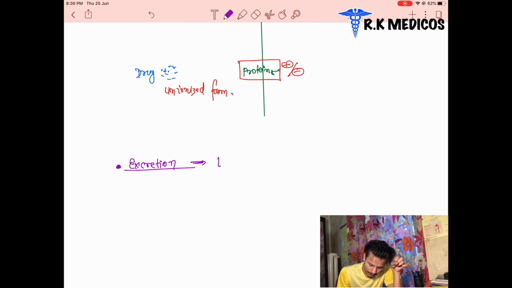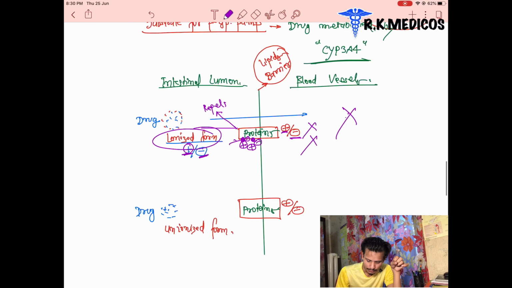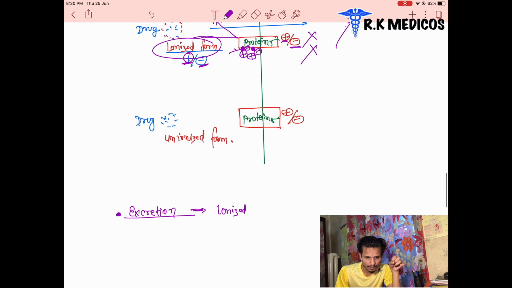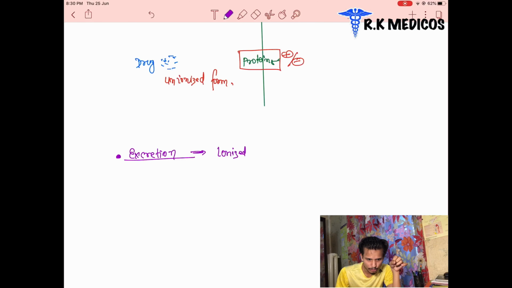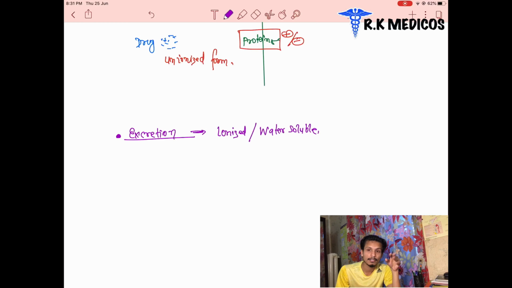The drug gets ionized, and as we saw previously, the drug may be lipid soluble or water soluble. When they are lipid soluble, they cross the barrier and reach the blood circulation, or the systemic circulation. But when the drugs are water soluble, they can't cross the barrier. The second point we discuss now is absorption.